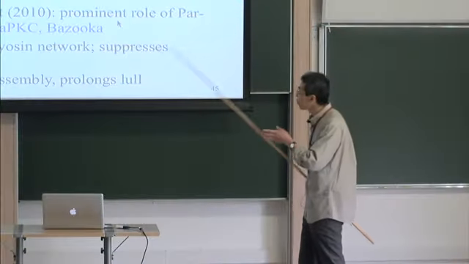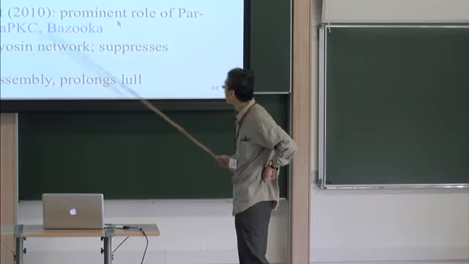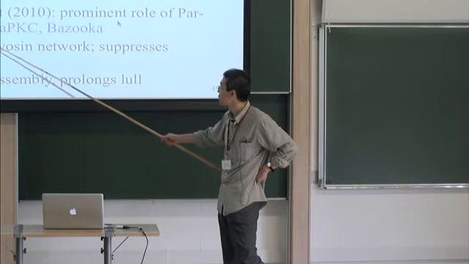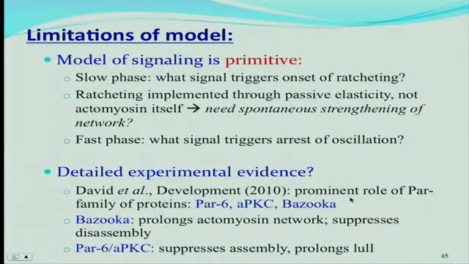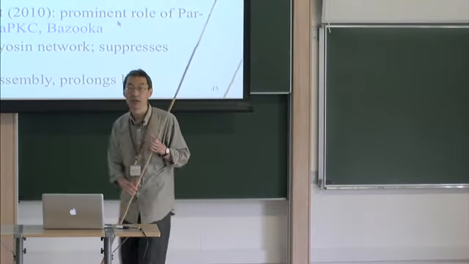So this group in Toronto identified the PAR family of proteins, with 3 members, that seems to be at work. PAR6 and aPKC almost always form a complex. There are really 2 players here. Apparently, Bazooka would work to promote contraction, to fortify the network, whereas aPKC seems to do the opposite. That's the situation at that time.